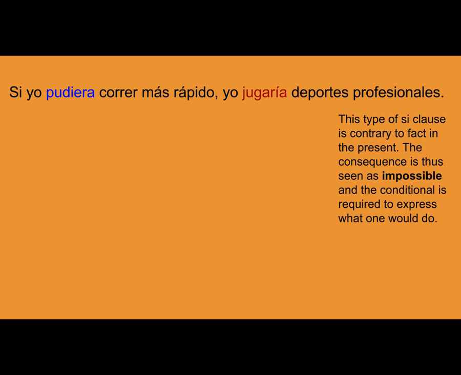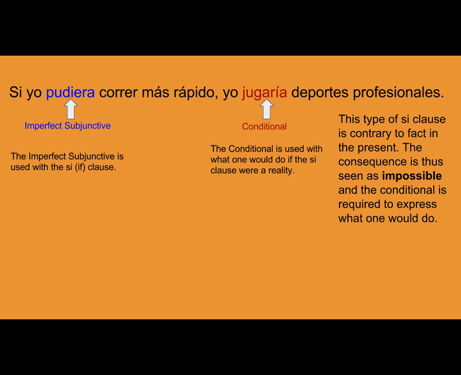In this first example, we say, si yo pudiera correr más rápido, yo jugaría deportes profesionales. If I could run faster, I would play professional sports. In this first part, we use the imperfect subjunctive to express the if clause, what is contrary to fact. And we use a conditional to express what they would do in this situation. If this were actual reality, what would one do?